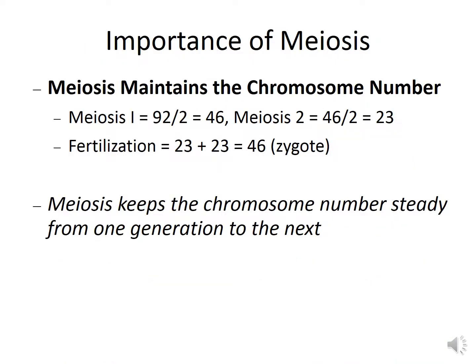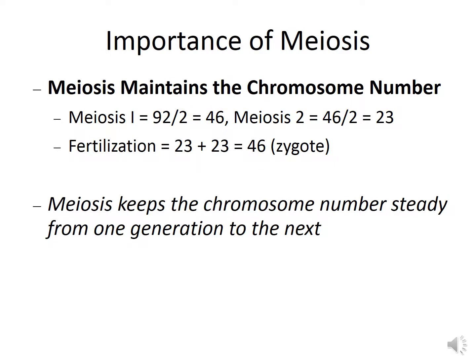So that's the mechanics of meiosis, kind of how it works. Next, we need to discuss the importance of meiosis. Why do we use this really complicated system to make sex cells? Well, one of the important things that meiosis does is it maintains the chromosome number. In other words, it keeps the chromosome number the same from one generation to the next. Let me explain kind of how that works.